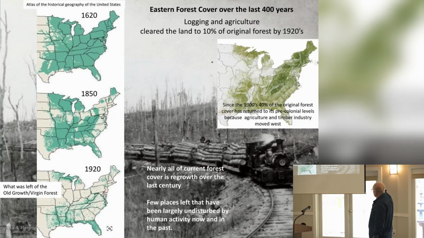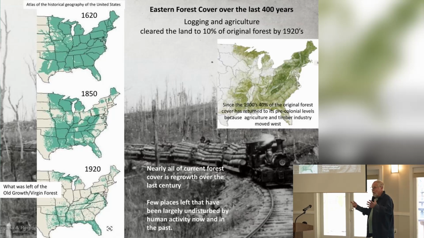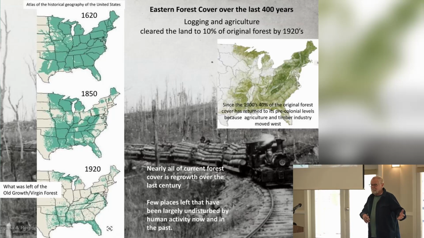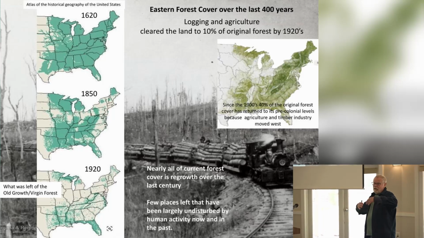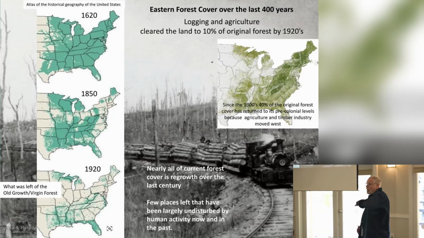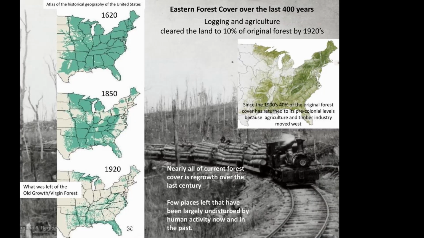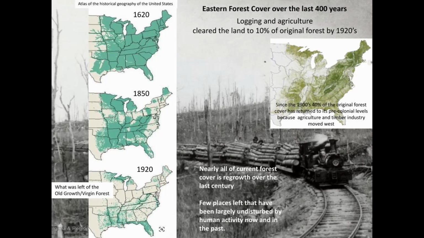Then as we developed and agriculture and logging occurred, the forests started to disappear, and by 1920, only 10% of the original forest cover, pre-colonial times, still existed. Now, since then, because agriculture and logging moved west, the Midwest, better agriculture there, even the logging went to the Northwest because they'd already cut all the trees down in the east, and there are plenty of good trees in the west. They haven't gotten there yet.